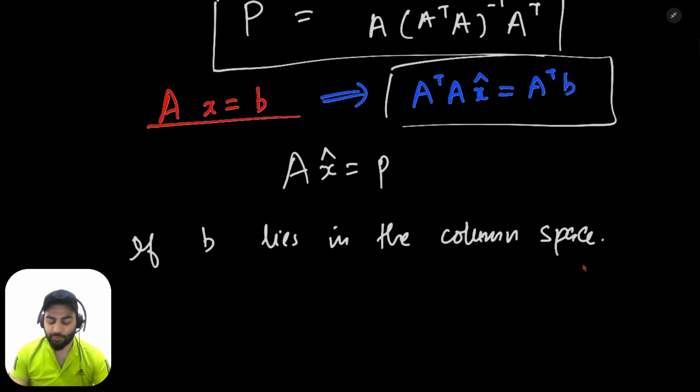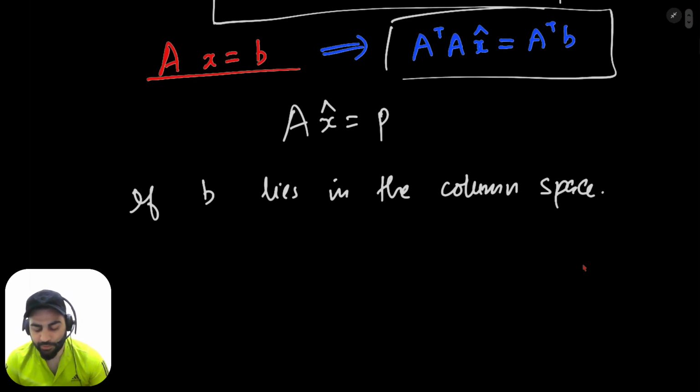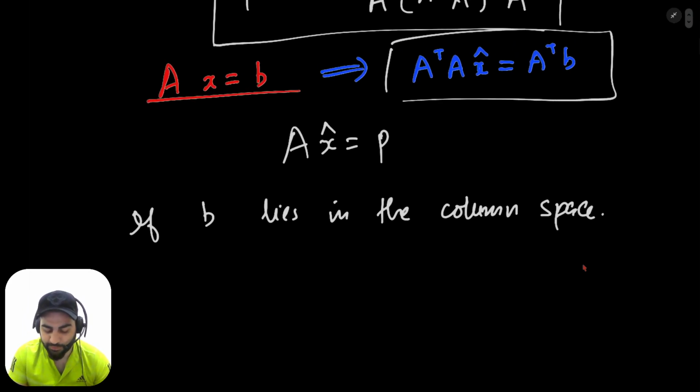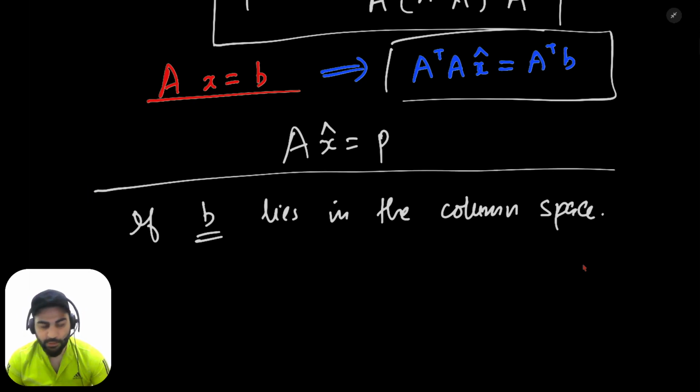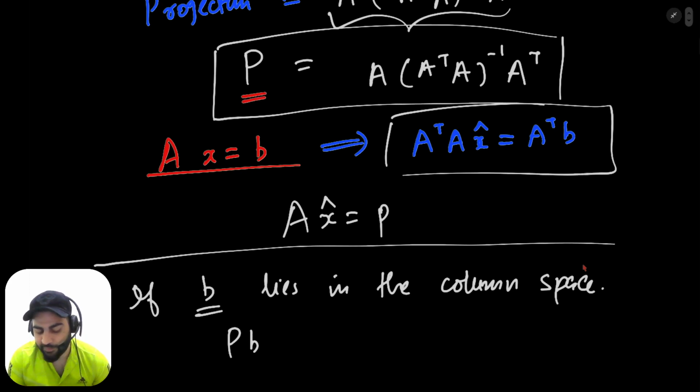What can you say about the projection? What will be the projection of B then? If it lies in the column space, what should the projection be? I'm asking what should P of B be. This is the projection matrix we had, P.